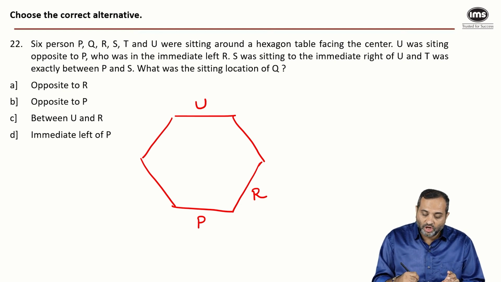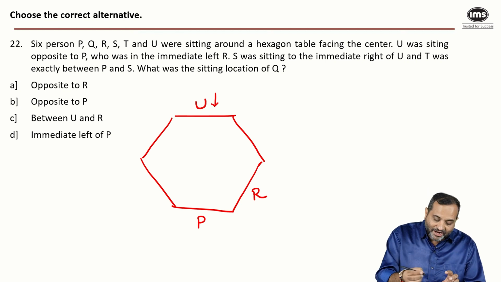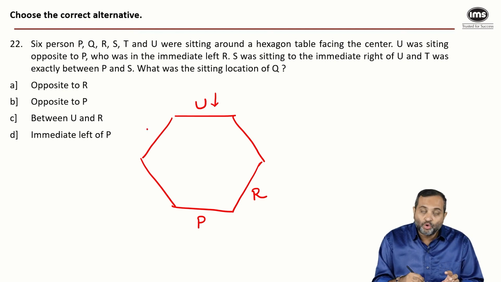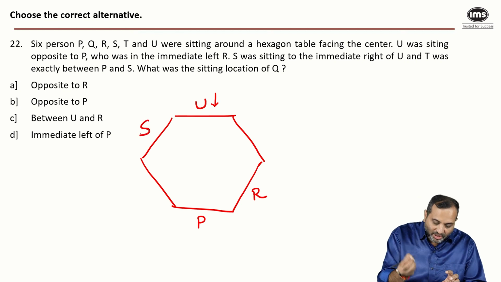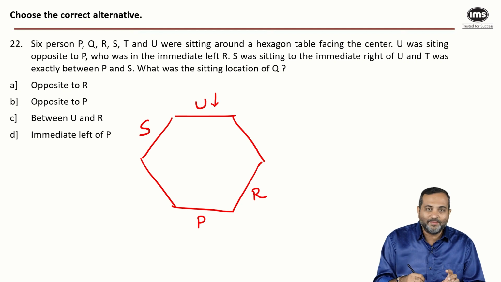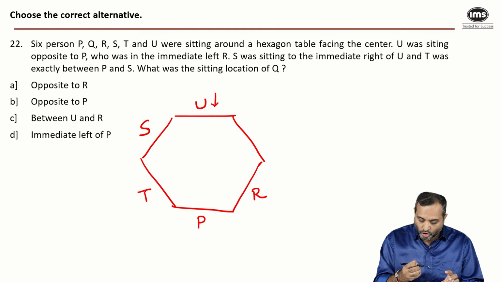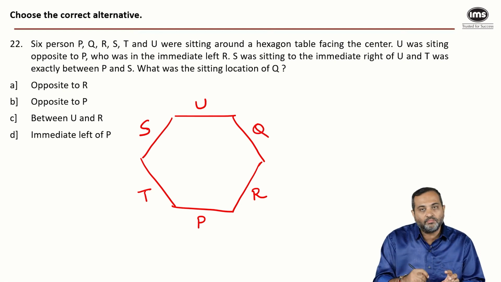S was sitting to the immediate right of U. U is facing the center. So right of U is here. And who is sitting? S. So S will come here. T is sitting exactly between P and S. So can I put a T here? All places occupied except one. So who should come there? Can I say Q will come here?